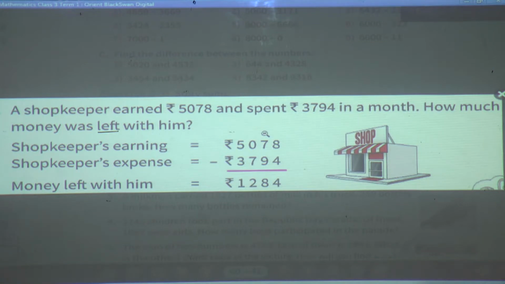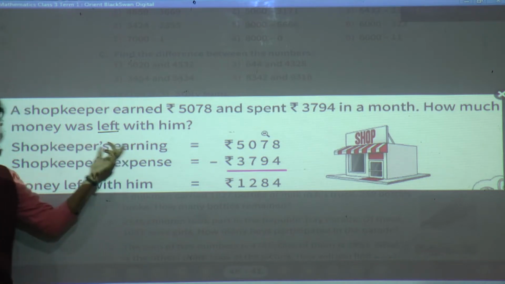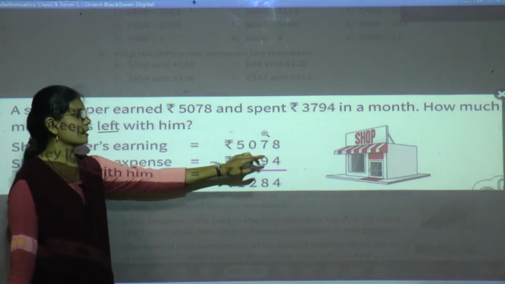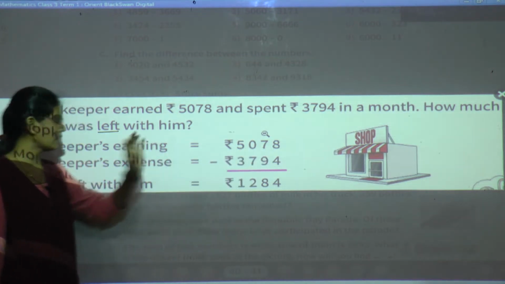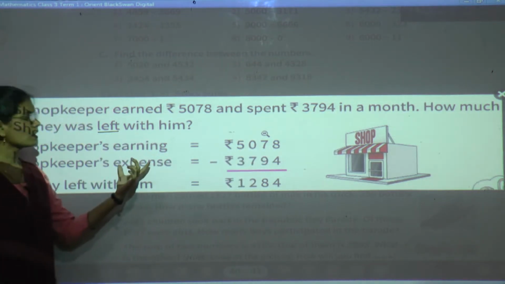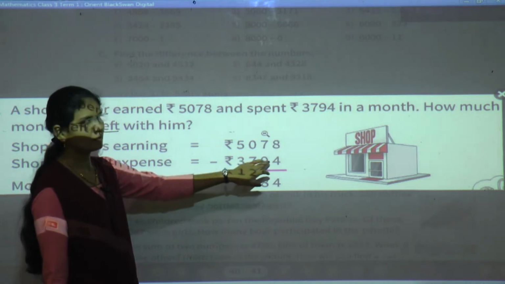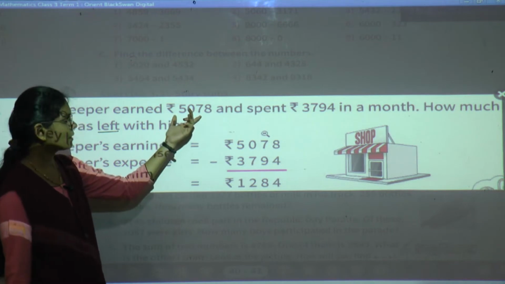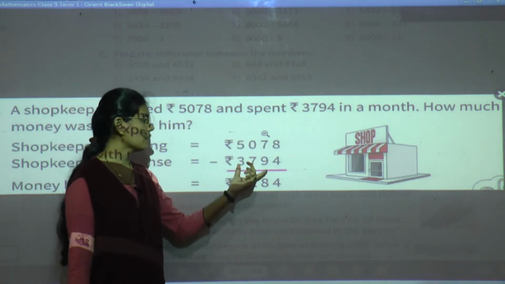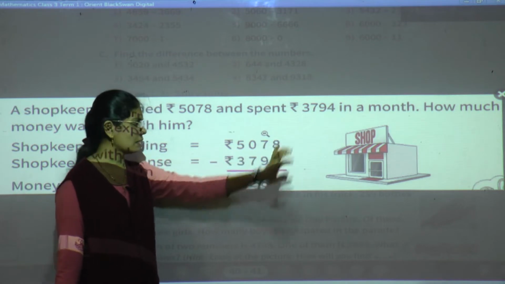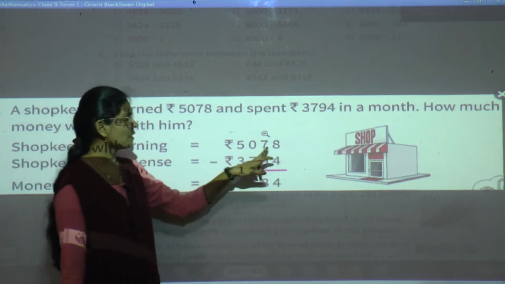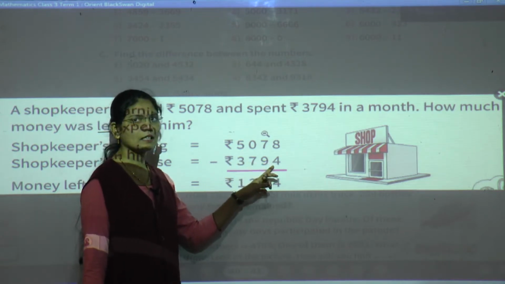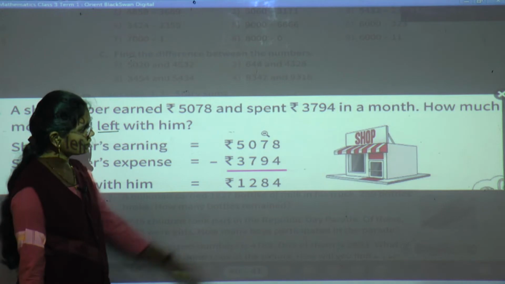Okay. Now what is given? The shopkeeper's earning. What is the shopkeeper's earning? Monthly rupees 5078, and from that 5078 he spent rupees 3794. So let us do the subtraction now. See that this number is greater, so from the greater number we will subtract the other number. Okay. So rupees 5078 minus rupees 3794.